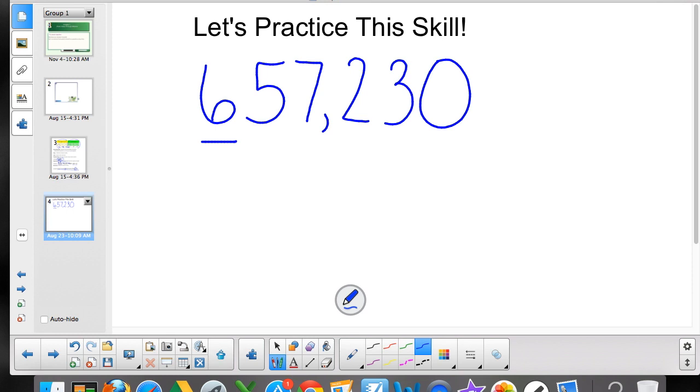If we look, we see the comma, so we know it's going to be in the thousands period. We know that this comma means that the 6 is somewhere in the thousands period. Well, we know the 1 is in the 1,000s. This 5 is in the 10,000s. So this 6 means, our answer is 100,000s.